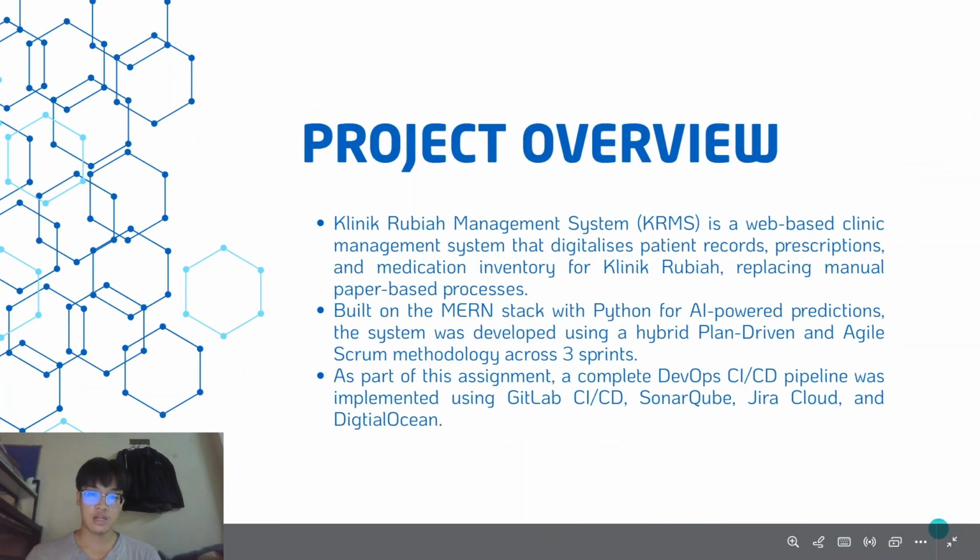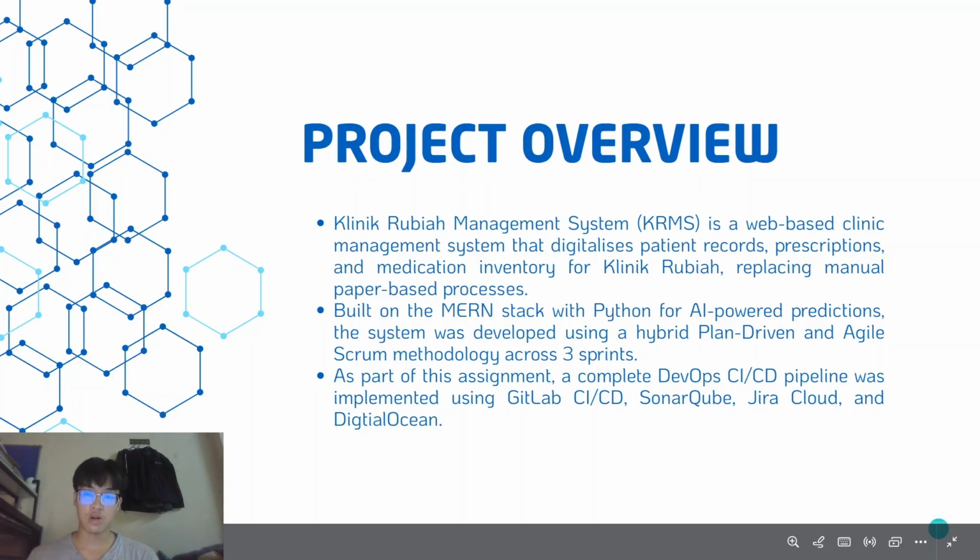The Clinic Rupiah Management System, also known as KRMS, is a web-based clinic management system that digitalizes the patient records, prescription, and medication inventory for the Clinic Rupiah. It replaced the manual paper-based process. The web application is built from a modern stack, together with Python for AI-powered prediction. The system was developed using a hybrid plan-driven and agile Scrum methodology across 3 sprints.